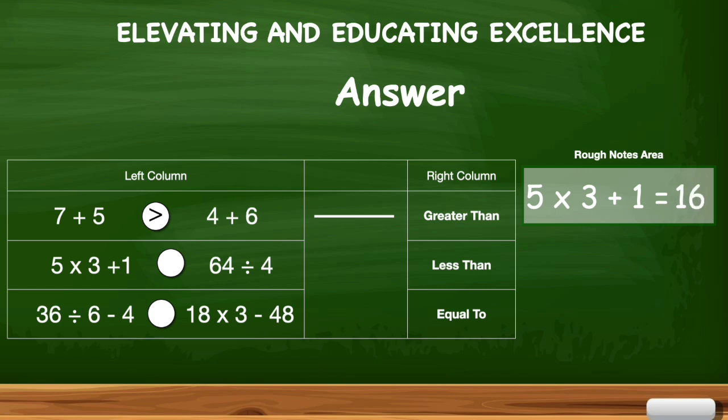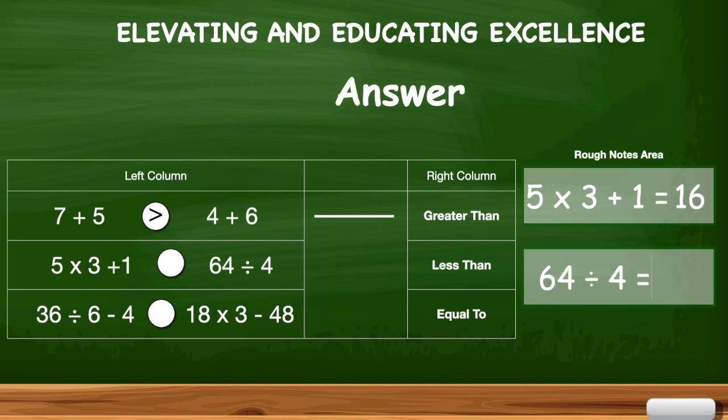16. Now let's draw another rough box. And in that rough box, we're going to write 64 divided by 4. And that equals 16. So both the numbers are the same, therefore we're going to draw the symbol. This one equals, so we know the answer is equals.